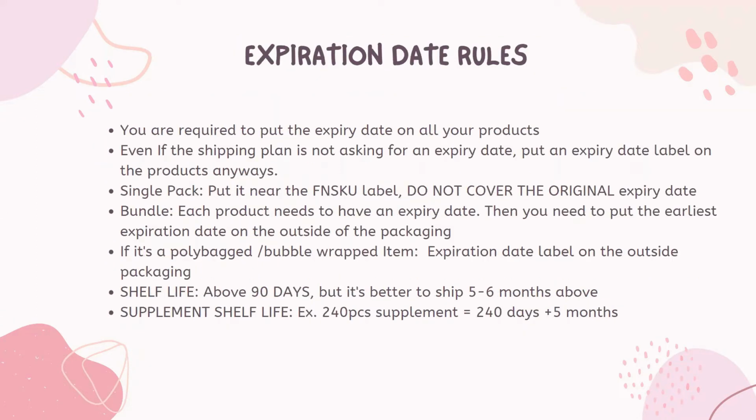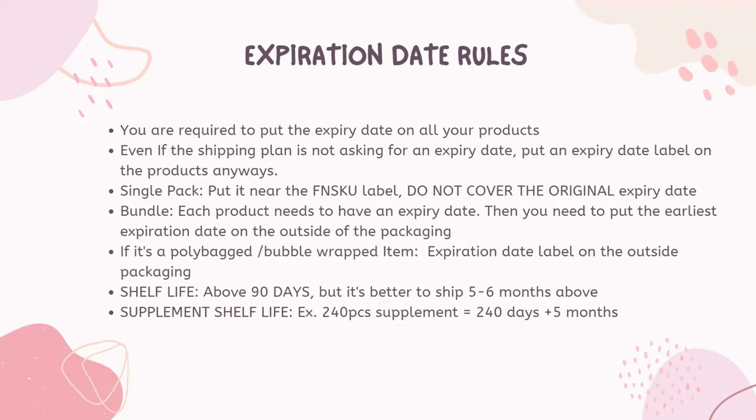So what are the expiration date rules? The most important thing in selling groceries is the rules for expiration. You are required to put an expiry date on all your products. Even if the shipping plan is not asking for an expiry date, still put an expiry date label on the product anyway. Sometimes, as you create a shipping plan, it might be groceries and yet they're not asking for an expiration date. Even if that's the case, still put an expiration date on all your grocery items.